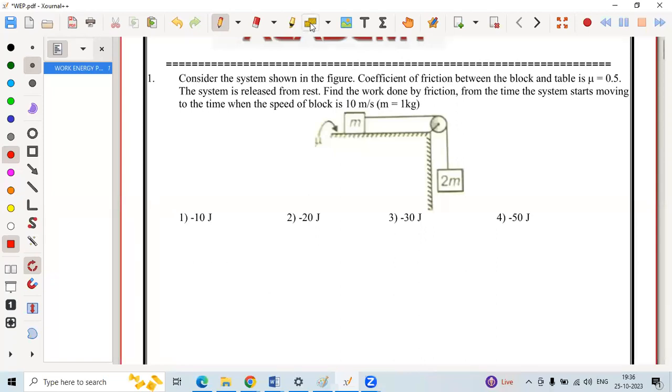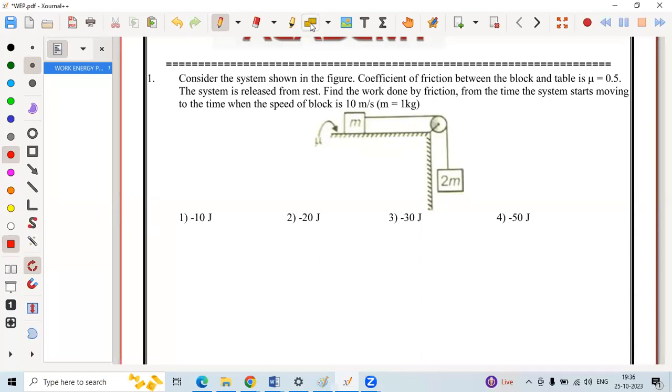Consider the system as shown in figure. It is a point mass system. Coefficient of friction between the block and table is given 0.5. The system is released from rest. Find the work done by the friction from the time the system starts moving to the time when the speed of the block is 10 meter per second.